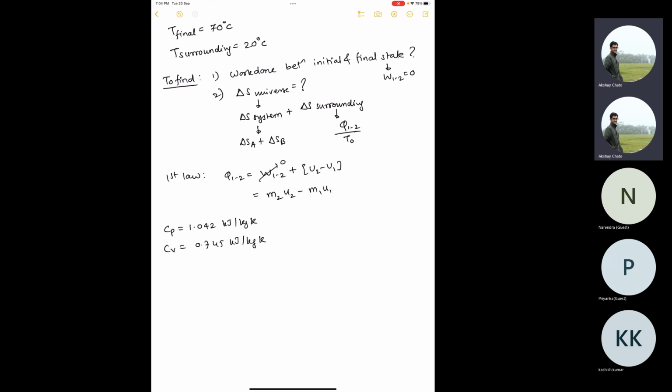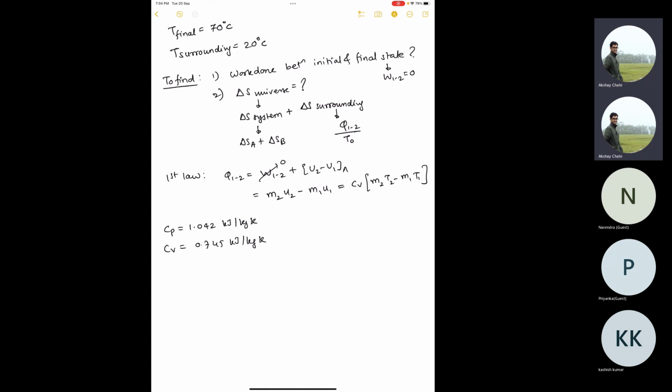So if you don't have a property table for nitrogen in the question, you can assume it as an ideal gas and use U equal to CvT to find this change, Q1 to 2. So it will essentially become M2 T2 minus M1 T1. Now you don't know M1 and M2, right? T1, T2 you knew.